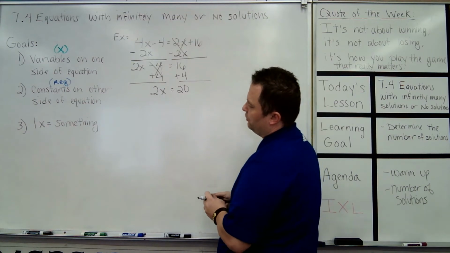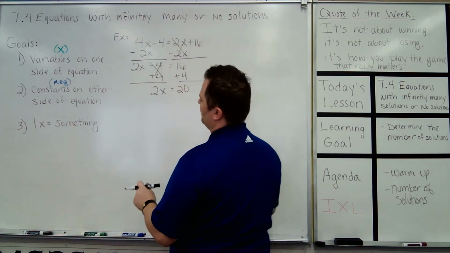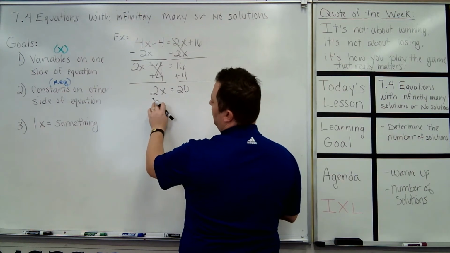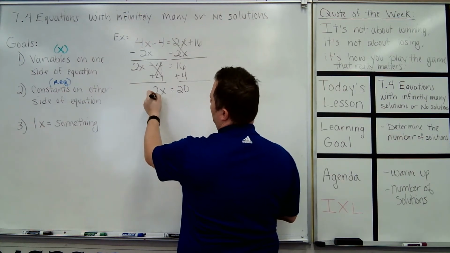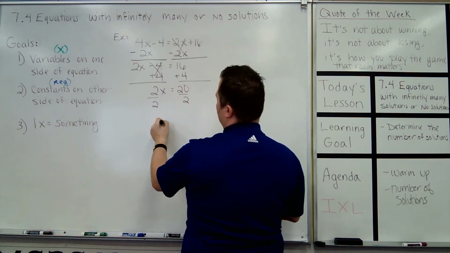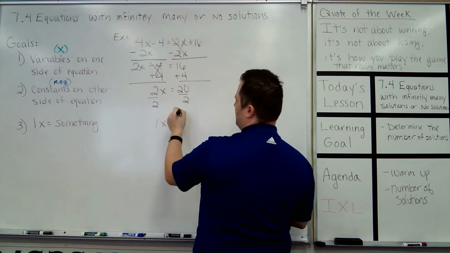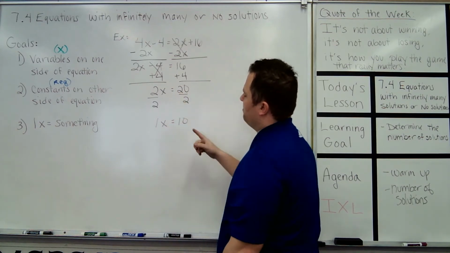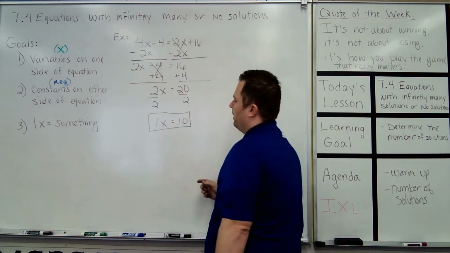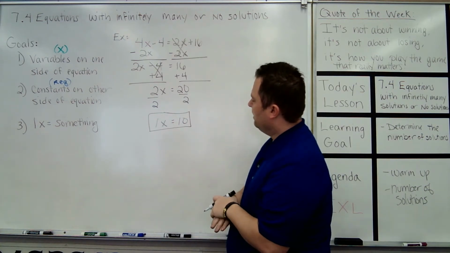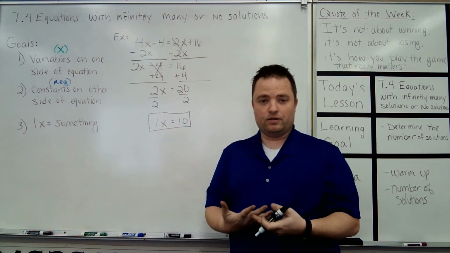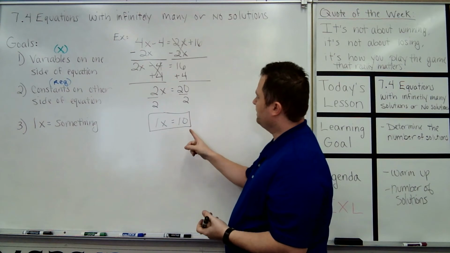Now I need to get down to 1x equals something. So 2 times x. I don't want 2x, I want 1x. 2 is being multiplied, so I'm going to divide by 2. I'm going to divide by 2. 1x equals 20 divided by 2 is 10. What this means, though, we've talked about in previous videos, where this 1x is equal to 10 means that the value of a single x, meaning the value of just x, is equal to 10.